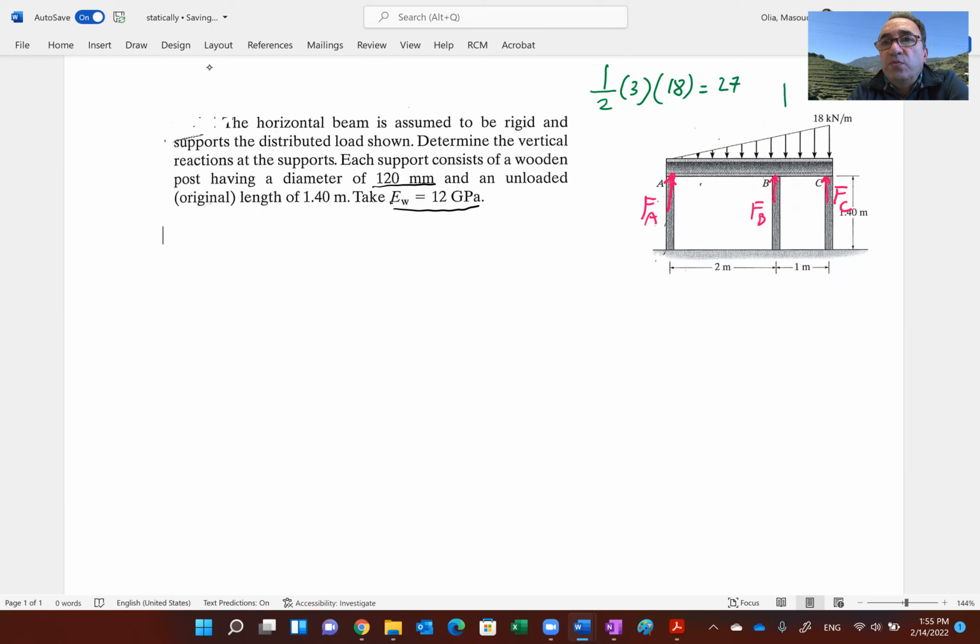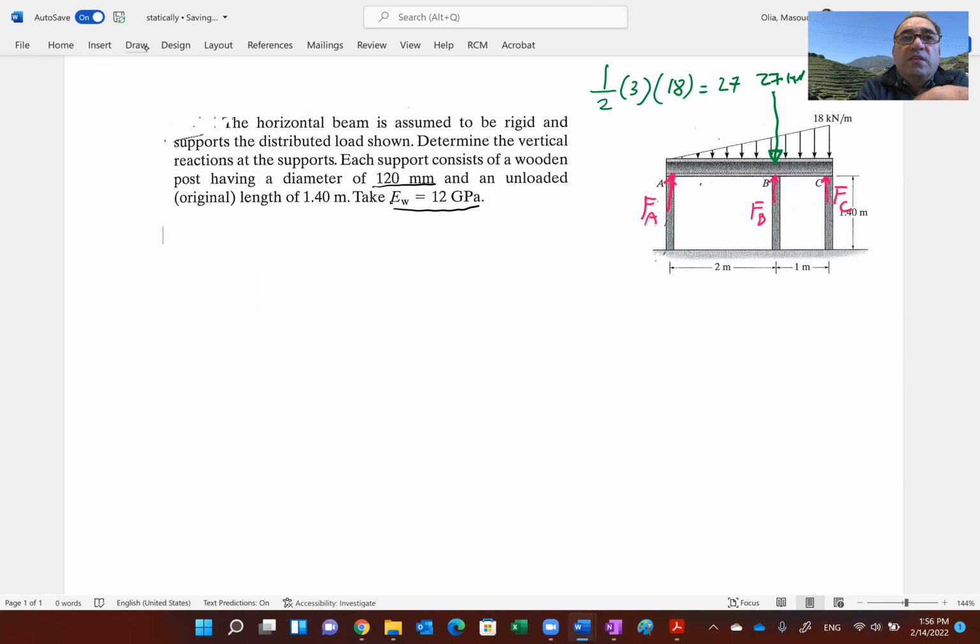Where would we put that 27? Right through the centroid of this. And in fact, to be exact, I have to put that right at B. So that's 27 kilonewtons. Remember, the centroid of a triangle is a third from the right angle side, so a third of 3 meters would be 1. So it would be right at B.